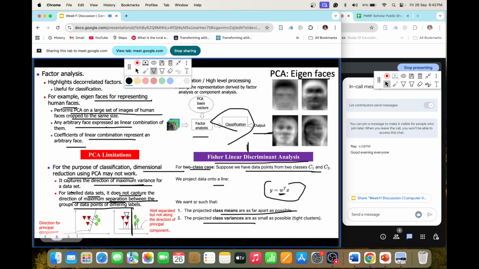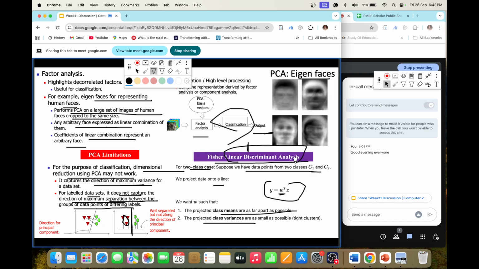Each class will have some mean, and these projected class means should be as far apart from each other as possible, and the projected class variance should be as small as possible. Within the class, the variance should be as small as possible, but between the classes, the variance should be as large as possible. So I want W, which is nothing but the direction of this line, to separate both of the classes. So I require linear discriminant analysis.